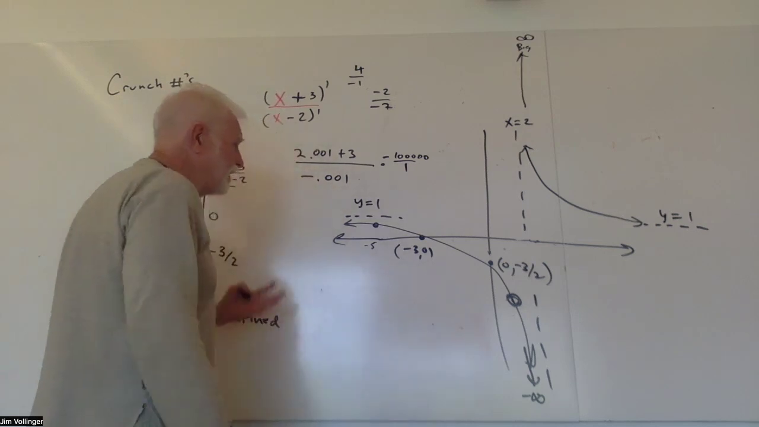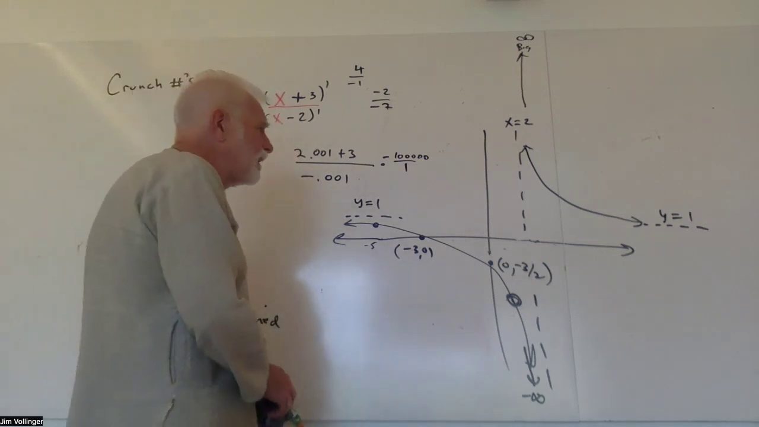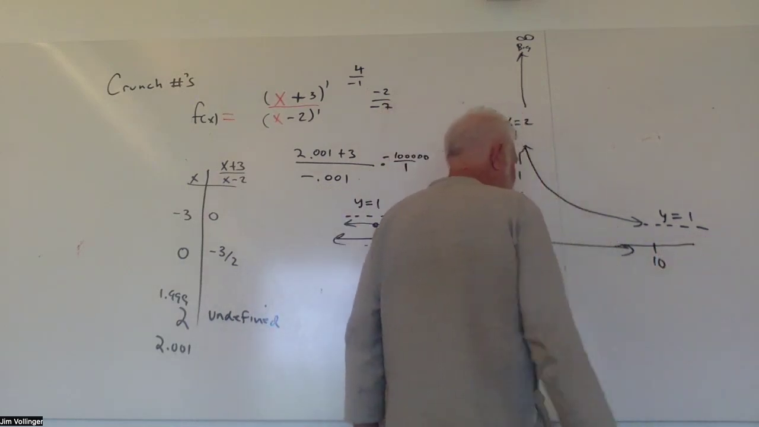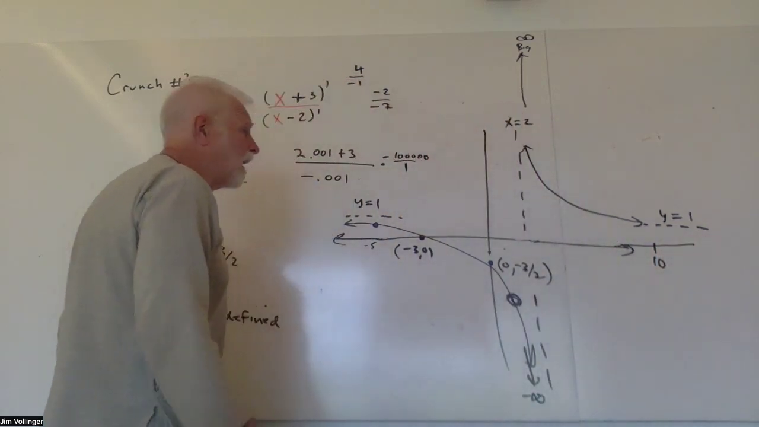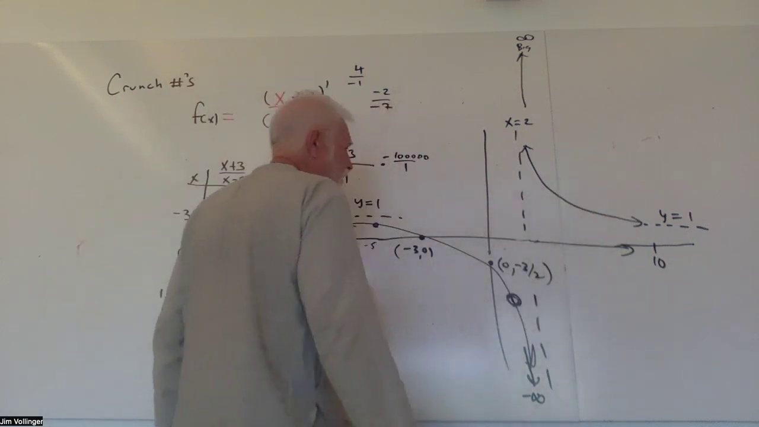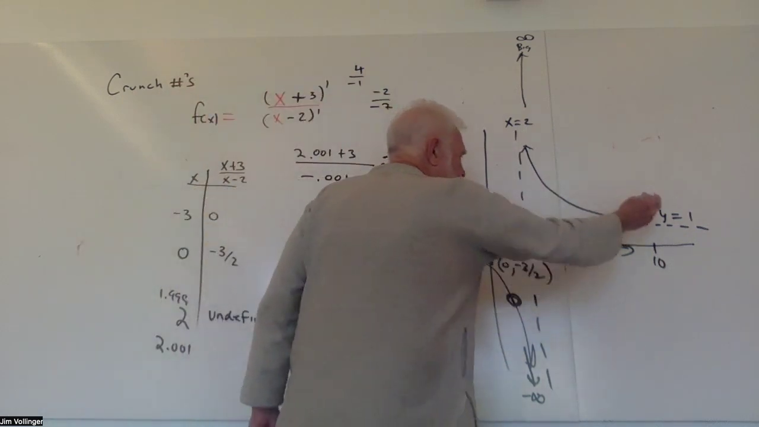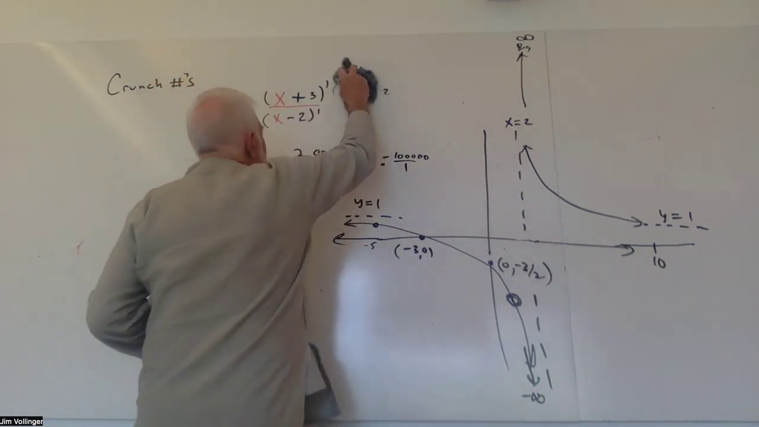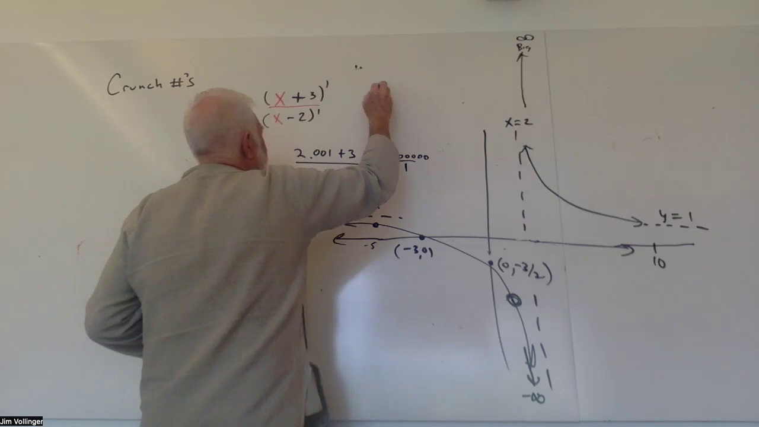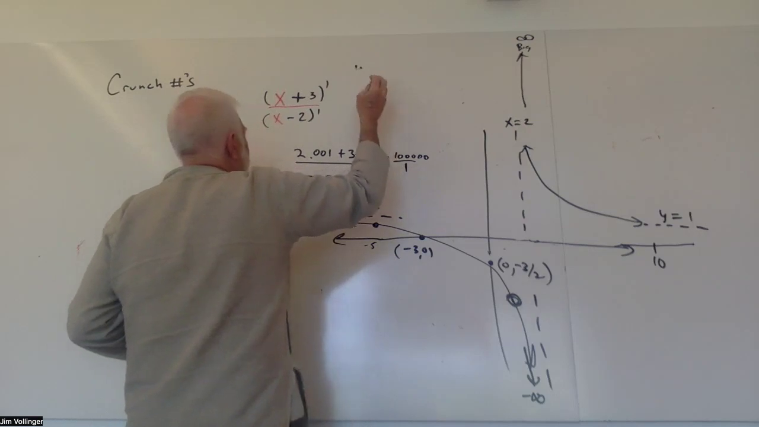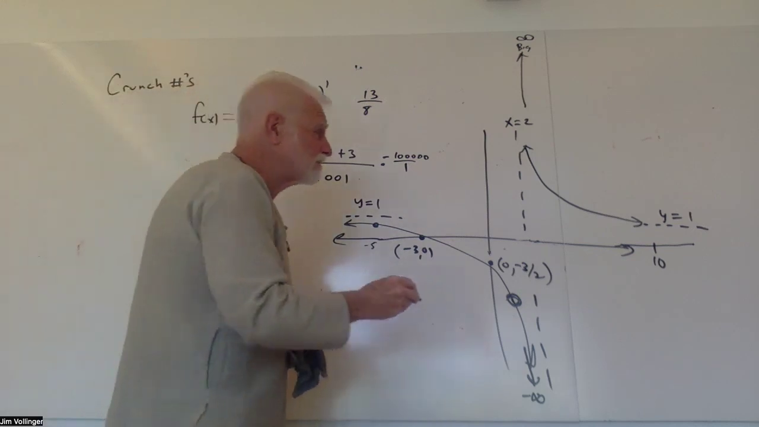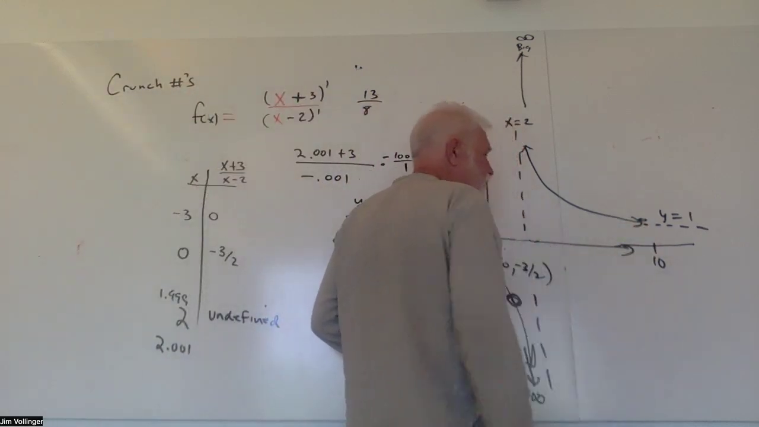All right, so is there anything else to check? Yeah, maybe we should check a big number. Let's just pick 10. Usually 10 is enough to get a feeling. Are we starting to head to the number? Are we going to get a number bigger than 1 in this instance? Let's put 10 in. 13 divided by 8. You know, that's a little bigger than 1. I'm getting close.